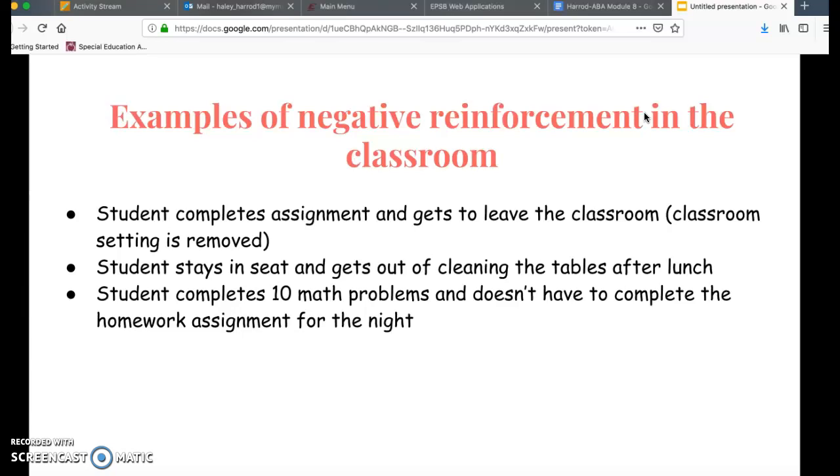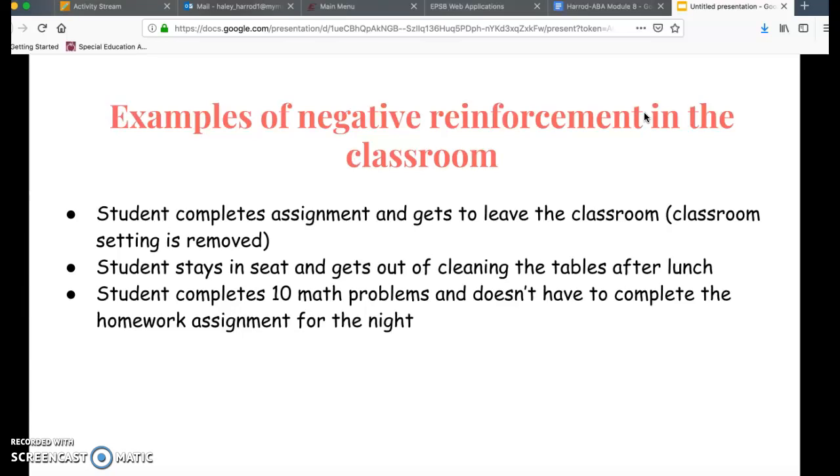So here's a few examples of negative reinforcement in the classroom. If a student completes an assignment, they get to leave the classroom, and so the classroom setting is removed. If the student stays in his seat, they get out of cleaning the tables after lunch.